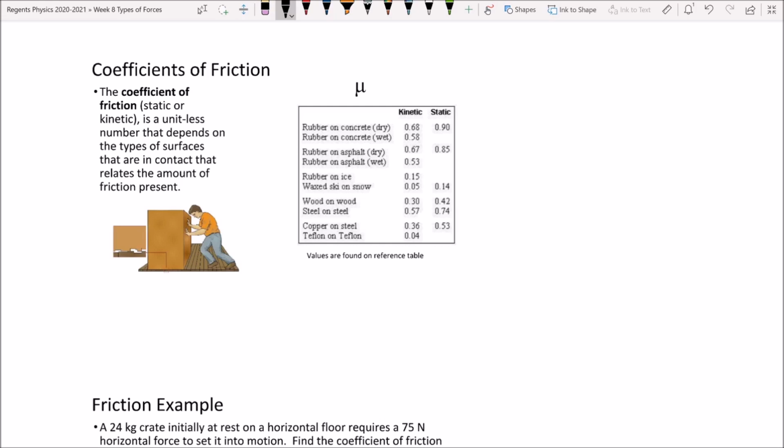Rubber on ice, there's not a lot of friction present. The kinetic coefficient is 0.15. A waxed ski on snow, well, there's like no friction present, right? When you're in motion, the coefficient of friction here is 0.05, and if you're stationary, it's 0.14. All right, so remember, this is not in motion. This is if you are in motion. Note here that the coefficient of friction is a unitless quantity, and it is always less than 1.